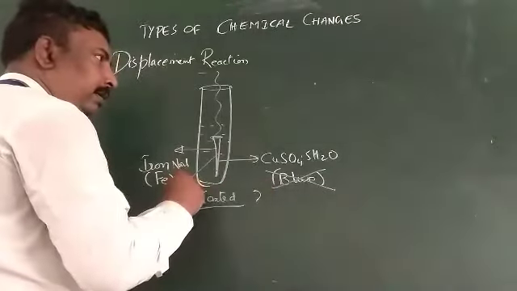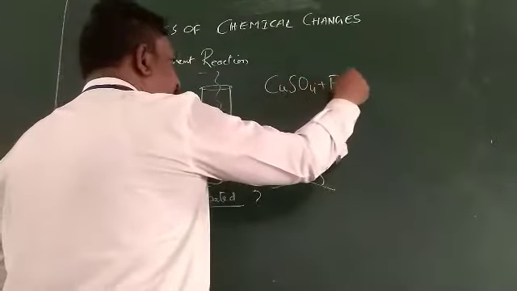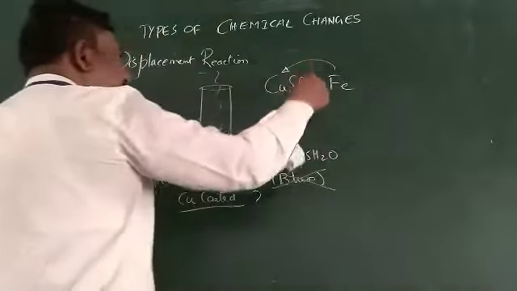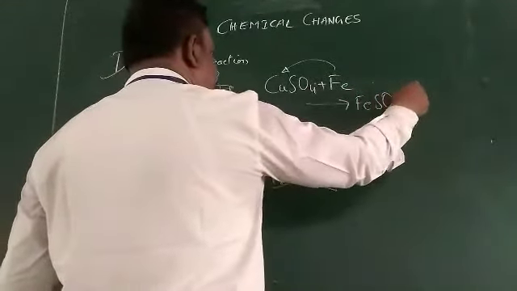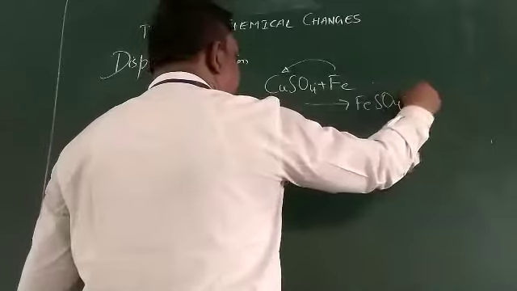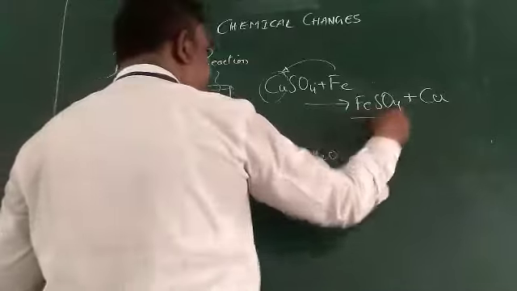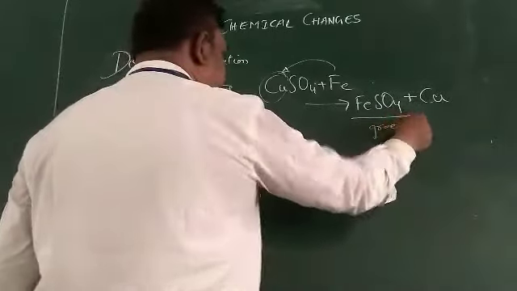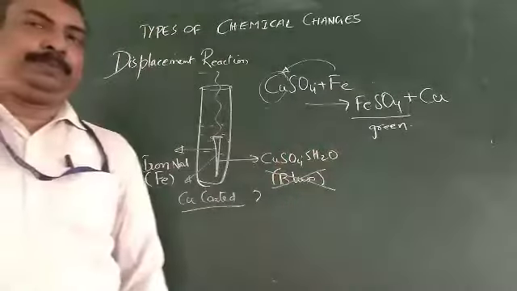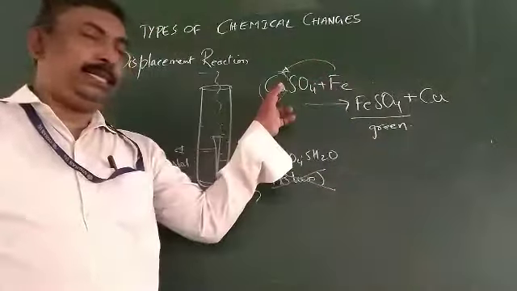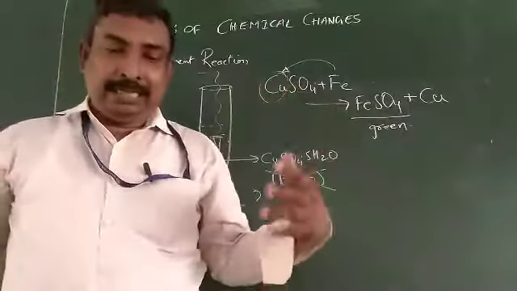What happened? This copper sulfate, when it reacts with iron, displaces copper and forms ferrous sulfate and gives the copper. So the copper is displaced, and we know the color of ferrous sulfate is green. The blue color copper sulfate is now converted into the green color. So iron displaced copper. Now let us see some other example.